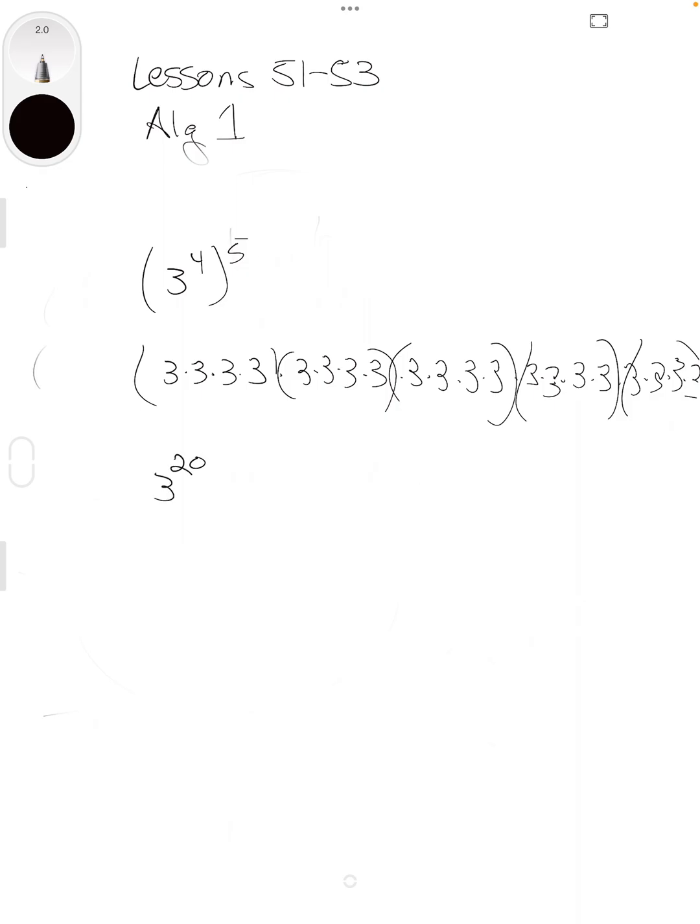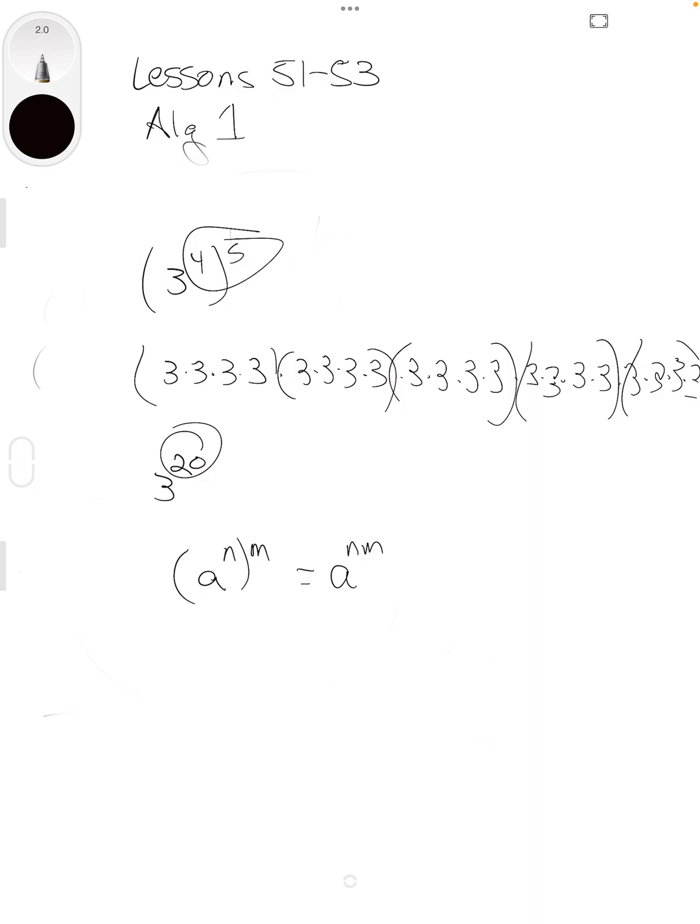That's 3 to the 20th. If you think about that, is there a rule that we can come up with? Yes. What's 4 times 5? 20. So whenever you have something to a power, let's call it n, and that whole thing is to another power, m, it's just a to the n times m. So anything to a power, when you put that in parentheses to another power, that means you're just doing it that many times. So that's the rule.